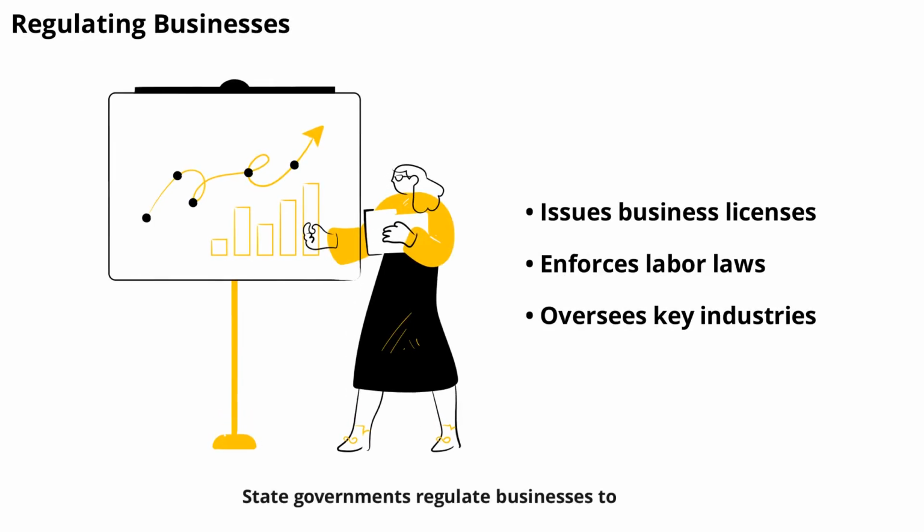State governments regulate businesses to ensure fair practices and protect consumers. They issue licenses, enforce labor laws, and oversee industries like insurance and banking. By setting rules for businesses, states help create a stable economy and protect the interests of workers and customers alike.